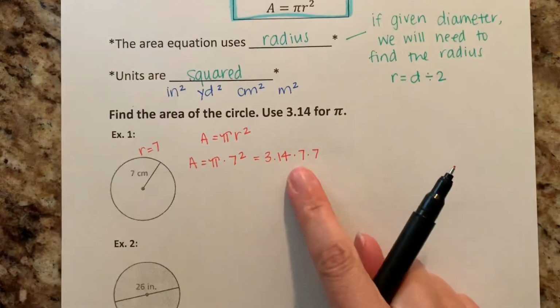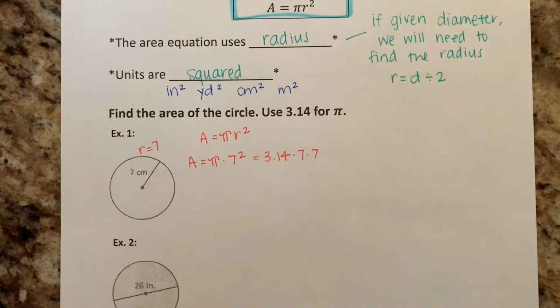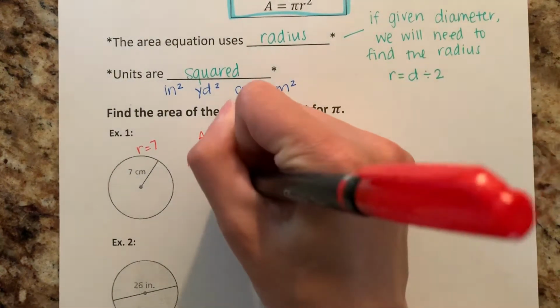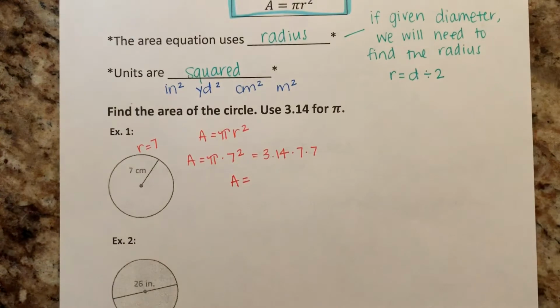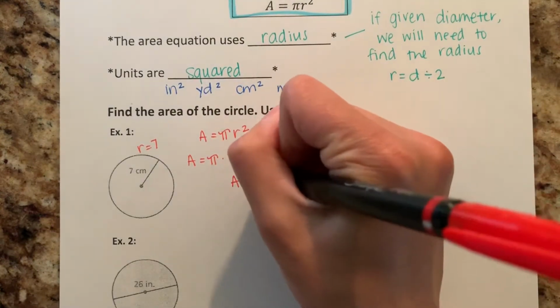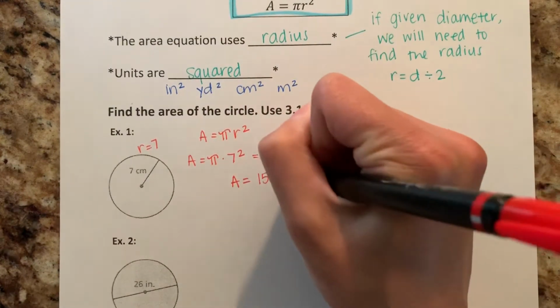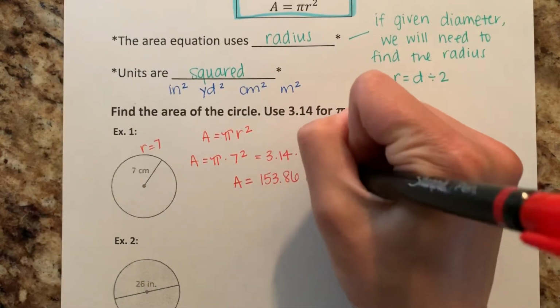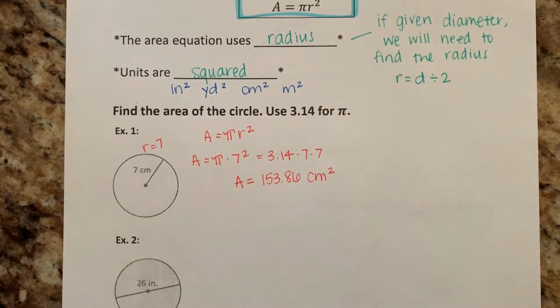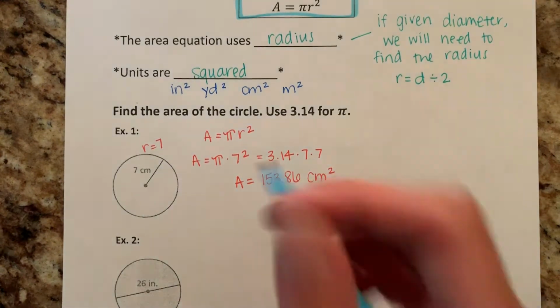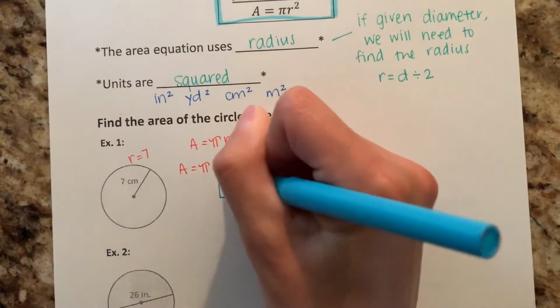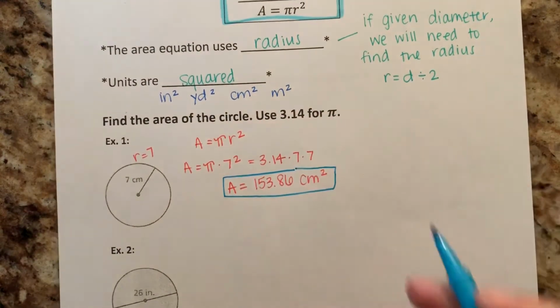Or you could also say what's 7 times 7? It's 49, and 3.14 times 49. So that tells us that our area, and when we type this in, we get 153.86, and our units, centimeters squared. So 153.86 centimeters squared.